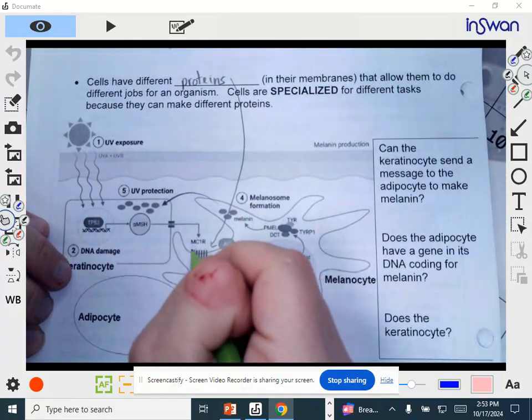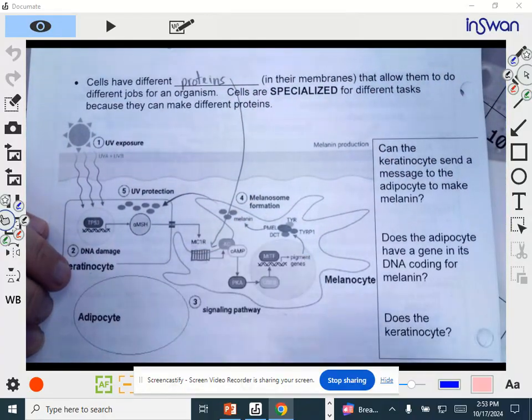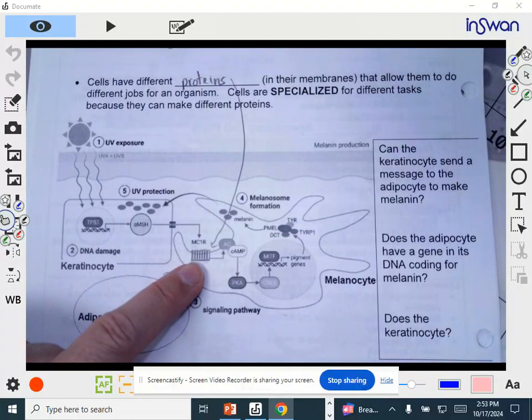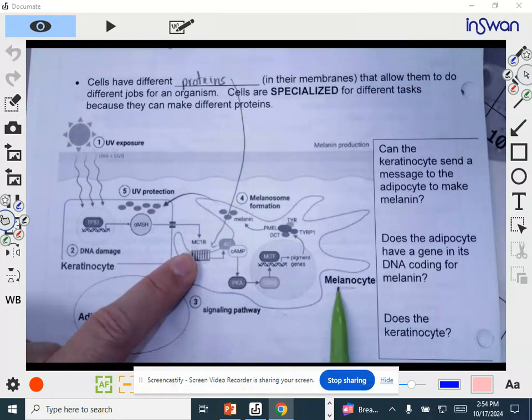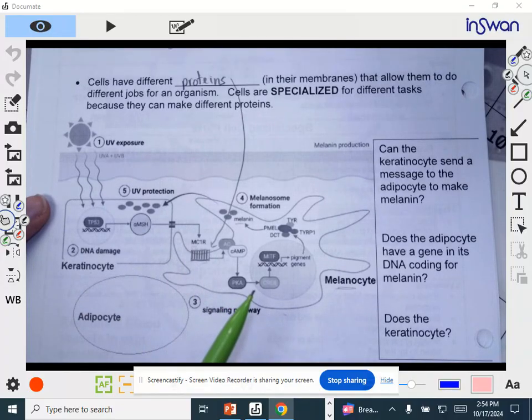This is showing you a structure here, and they're trying to demonstrate that this is a protein that is embedded in the membrane. Now this is a cell. The job of this cell is to make melanin. Melanin is what darkens your skin after you've had some exposure to the sun.